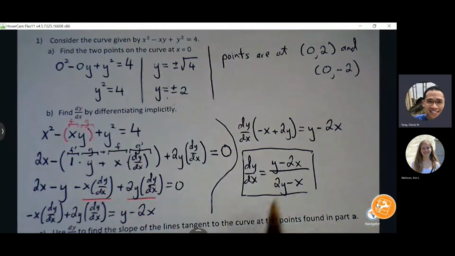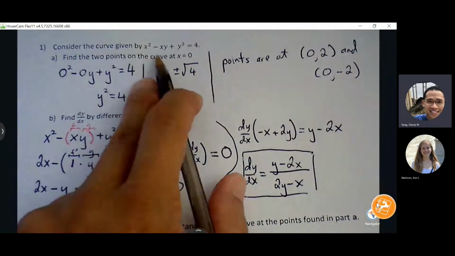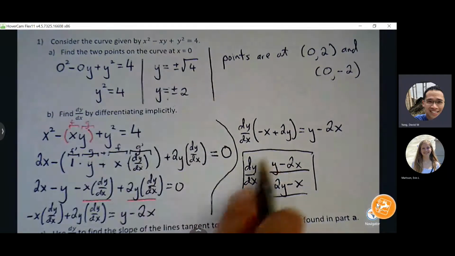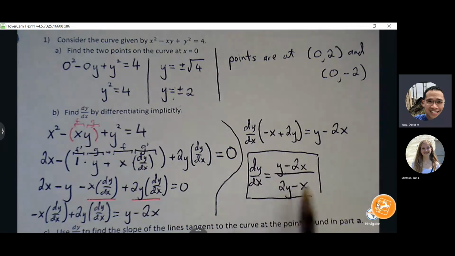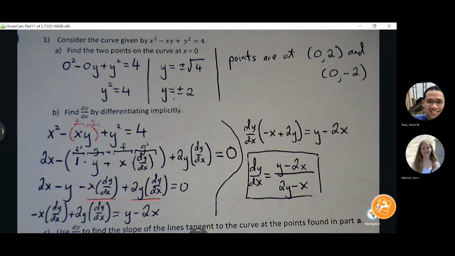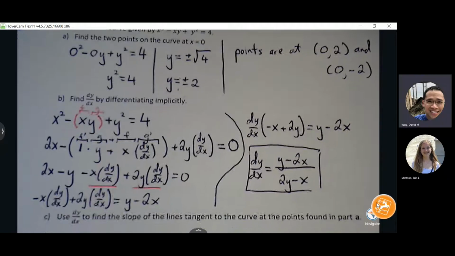So this is my slope formula. Whatever the original curve looks like, this is going to do the job of telling us the steepness at any single point on that curve. Any questions so far?